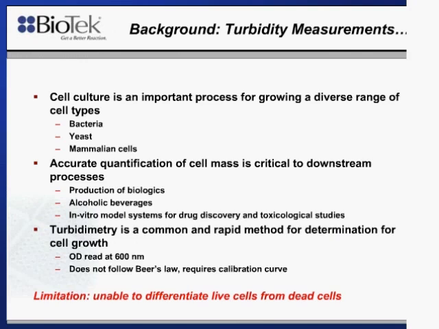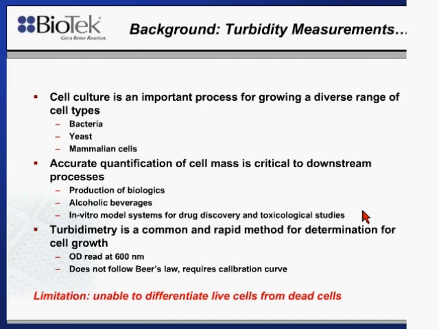and we're going to need to do that again for multiple downstream processes to ensure that we have the correct biocell mass to move forward with production of an antibody or biologic or protein. It's also used for quantification of yeast strains in alcoholic beverage production, as well as what we do here quite a bit, in vitro model systems for drug discovery and toxicology studies.